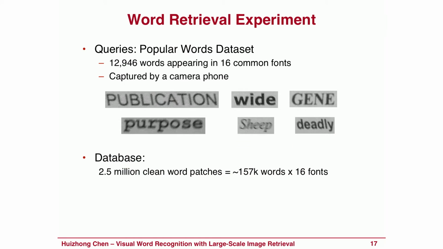To evaluate the effectiveness of our word tag descriptor, a word patch retrieval experiment is performed. We assemble a query dataset called Popular Words dataset, which contains roughly 13,000 words that appear in 16 common fonts. A camera phone is used to acquire these query word patches. On the database side, we use a large lexicon of 157,000 English words, where each word is rendered in 16 fonts. This gives a total of 2.5 million clean word patches in the database.